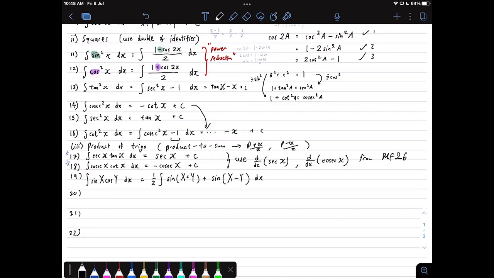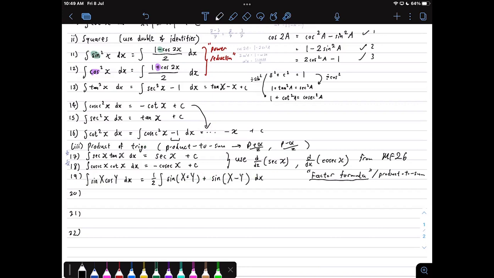Here, take note that there's a name for it. It's called the factor formula. Okay, not useful. Remember it as the product to sum formula. It's more useful. We cannot integrate a product. When there's a trigo being multiplied together, a product of trigo is difficult. We have to break it down into linear expressions. Sine of something, cosine of something, plus and minus.